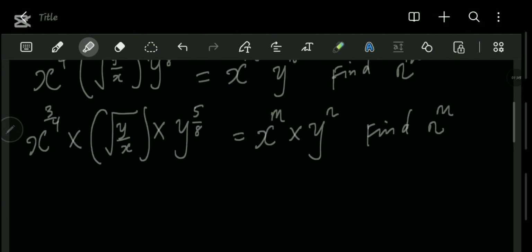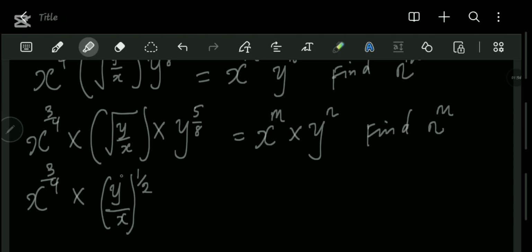So having known that the sign here is a multiplication sign, we are going to be doing some reverse operations here. What is the reverse operation I'm talking about? From the left hand side, I have x raised to 3 over 4 multiplied by, now I have a root here. I want to remove the root, and to remove a square root, I write y over x raised to 1 over 2, because the root there is 1 over 2. Then multiplied by y raised to 5 over 8. This whole thing is equal to x raised to m multiplied by y raised to n.